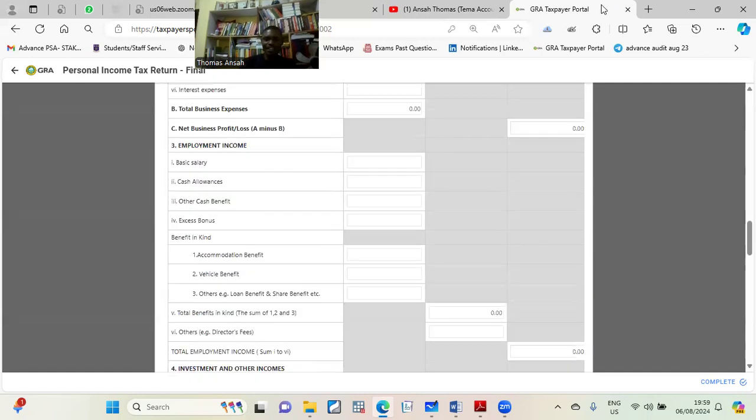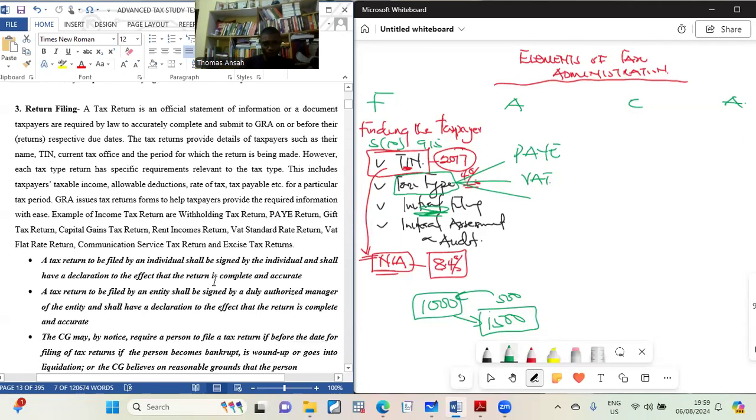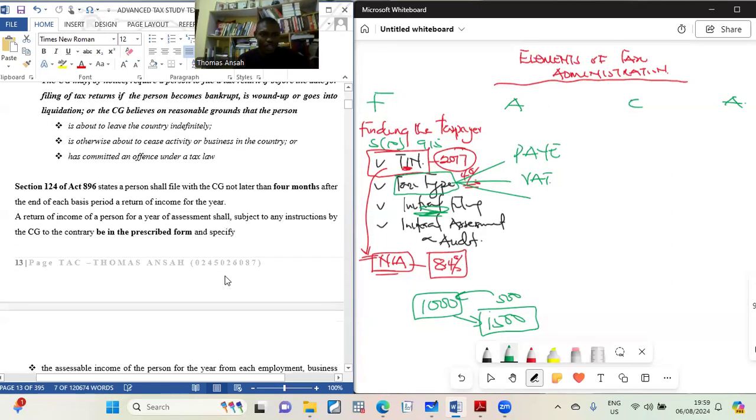So a return filing is simply a document that you fill to provide the GRA with information, and you saw the information. It even includes your revenue and your expenditure, everything. All right. So you file it. All right. So that is that.